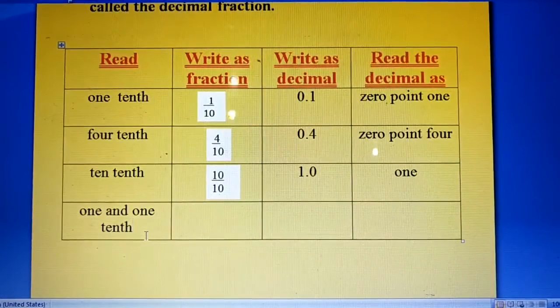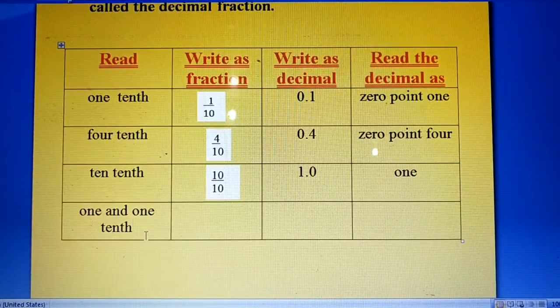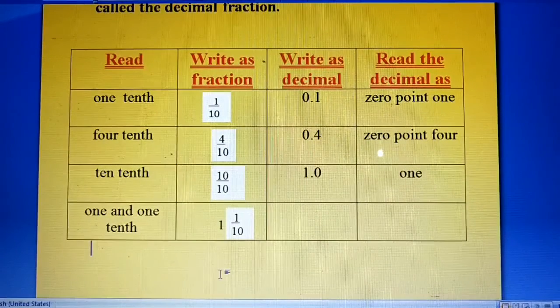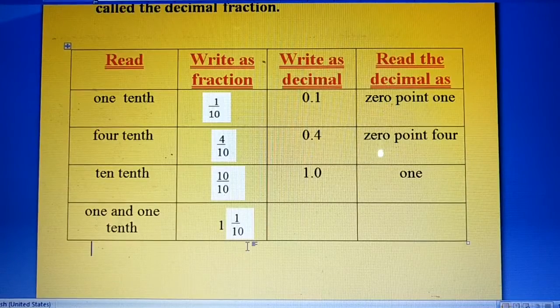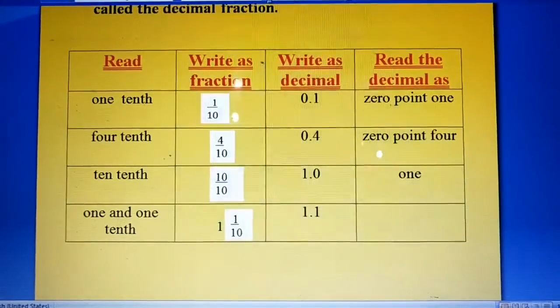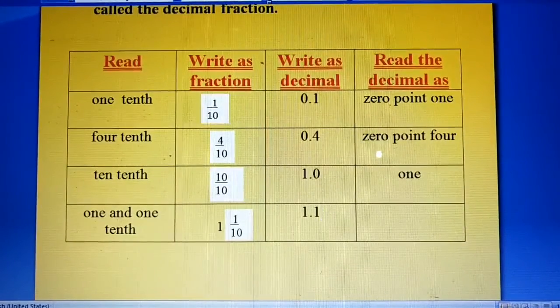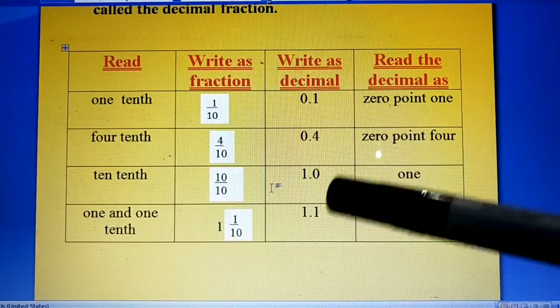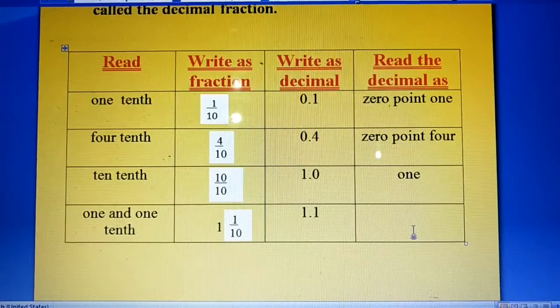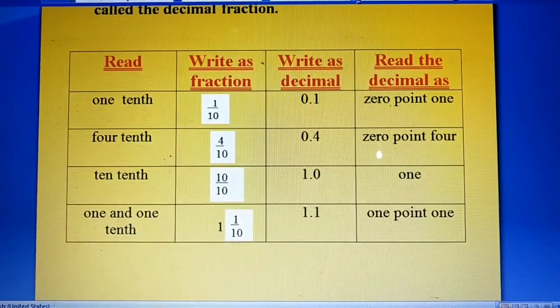Next question. 1 and 1/10. How will we write it as a fraction? So how will we write it? 1 whole 1 upon 10. Now write it as a decimal. 1.1. Now read the decimal as one point one.